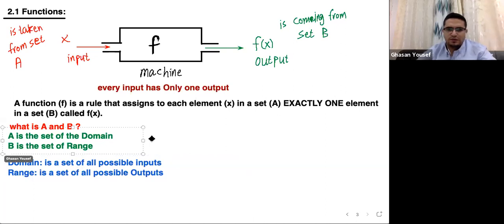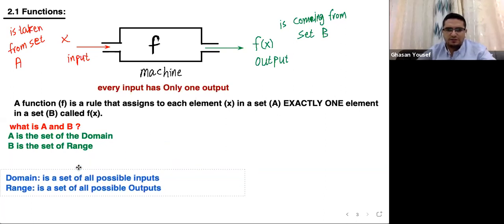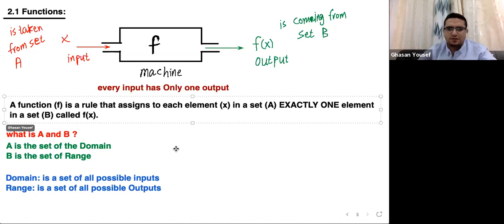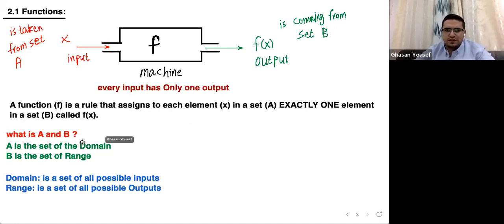So now we know the general idea: what is the meaning of function, what is the meaning of domain, what is the meaning of range, what's the input, what is the output. This is what we should know in the first part of this section. Definition of function, what is A, what is B, what is the domain, what is the range.